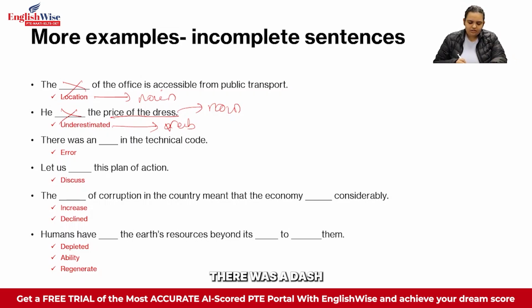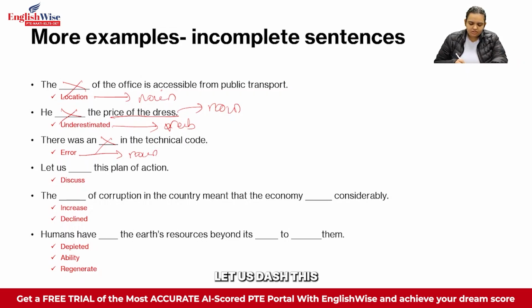"There was an dash in the technical code." Okay. Again, I will read this sentence without the blank. "There was an in the technical code." Okay, that does not make sense. So again, I'll need a noun over here. So that is my noun. There was an error in the technical code.